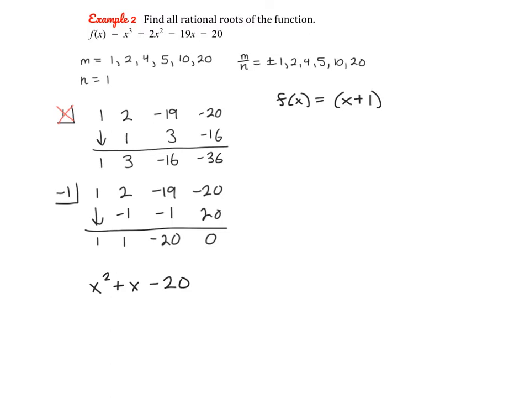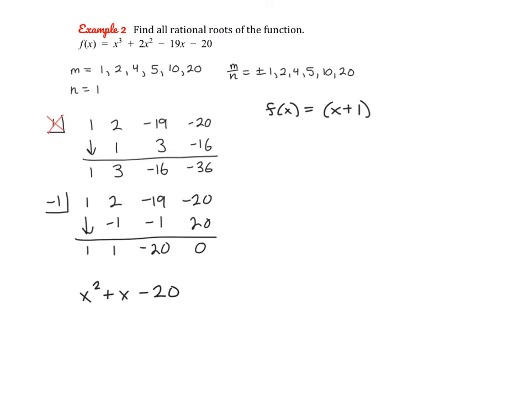So for this, we actually can factor it. It's a trinomial that we can factor using magic x. So what multiplies to make negative 20 and adds to make 1? 5 and negative 4. So this becomes x plus 5 and x minus 4. So those are our last two factors.